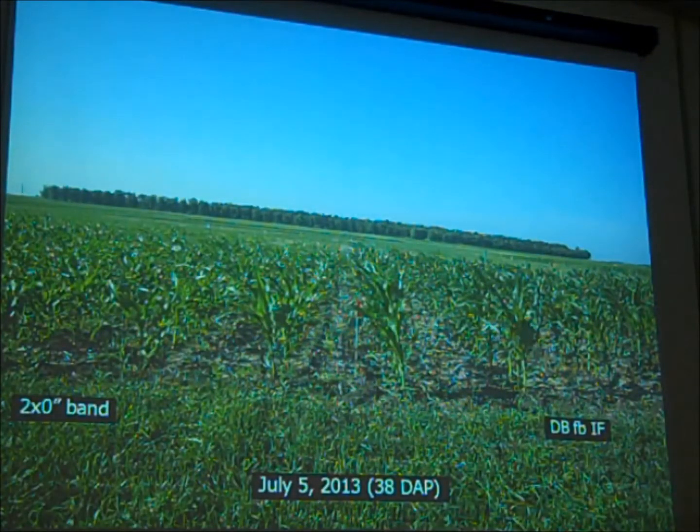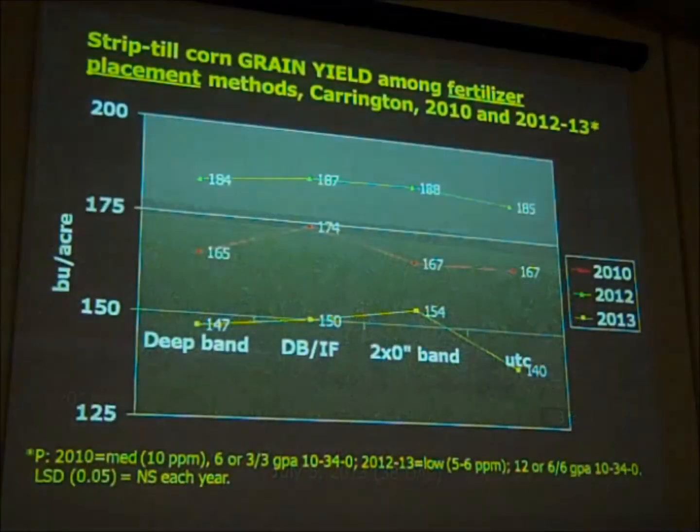And here's a look at last year. This is a little after a month after planting. And this is the 2x0, or the 2-inch band, compared to the deep band and the in-furrow. Equivalent rates, just placed differently. It was kind of exciting to see that. But when I walked down all 4 reps, we didn't always see this visual difference.